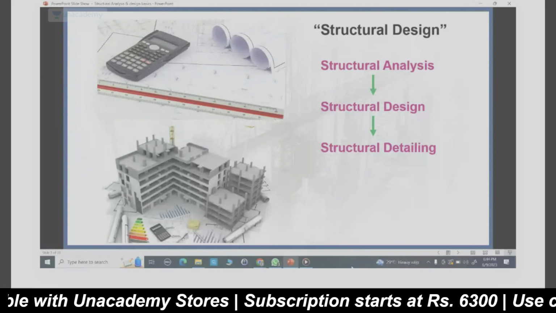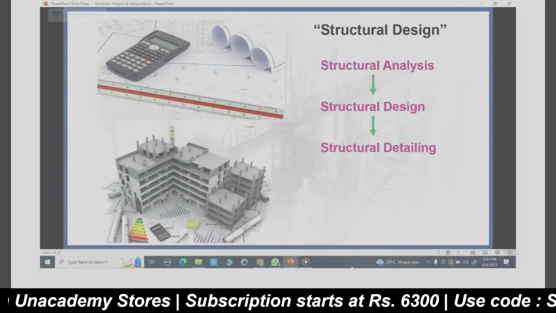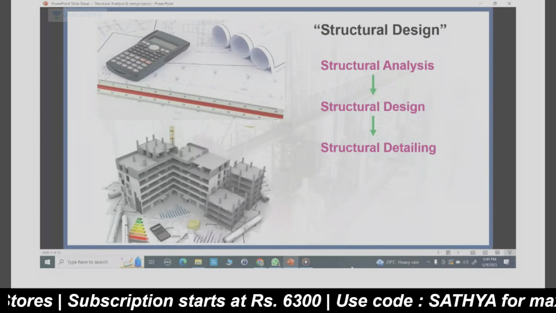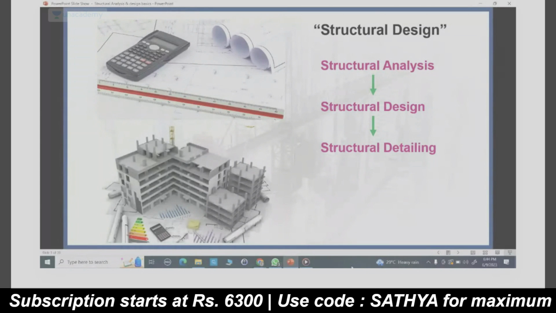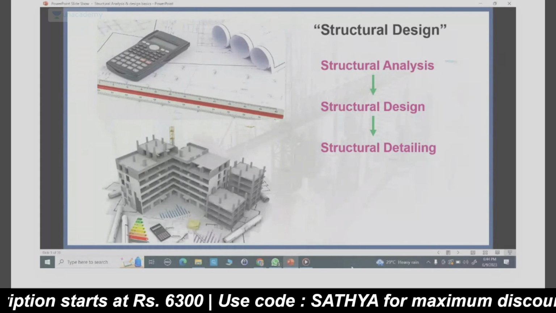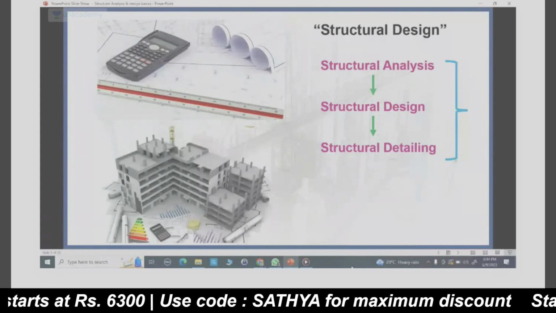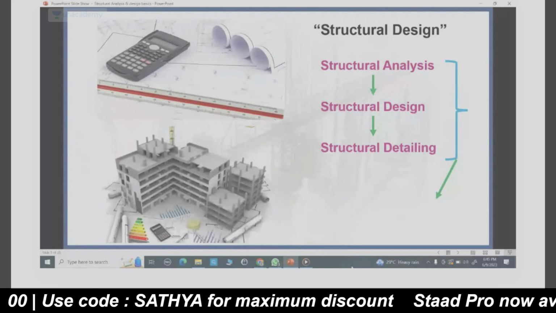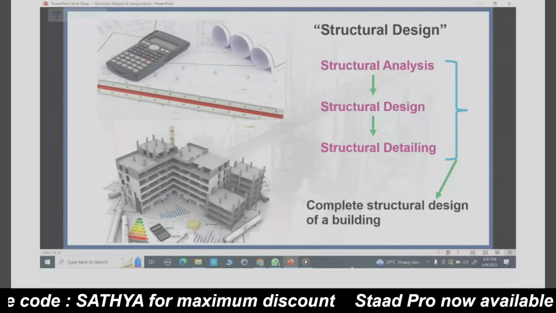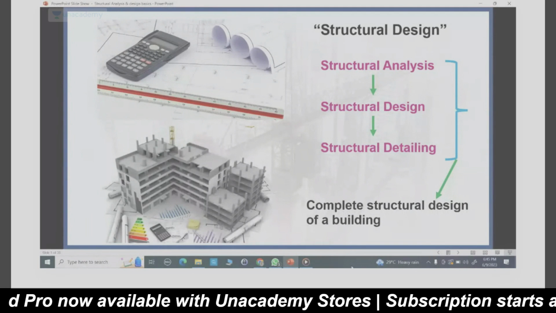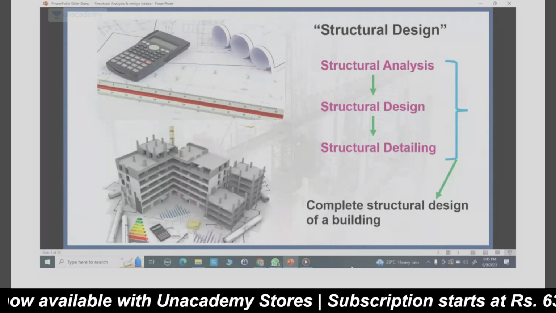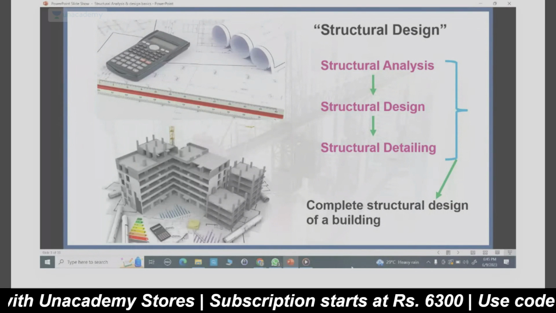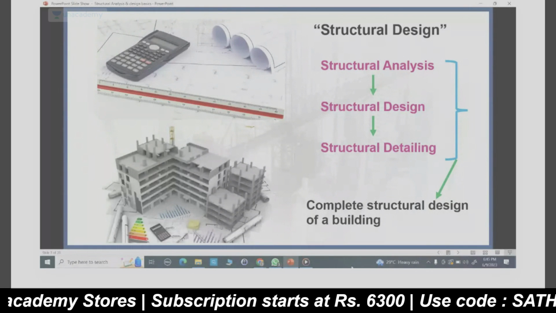As the name says, structural design, you cannot do the structural design directly. So before that, there are a few steps you have to learn, and then finally you have to do the structural design. So these three are the major concepts which you need to do in order to complete the proper structural design of a building. So structural analysis is very, very important before doing the structural design. If you don't do the structural analysis, you cannot do the structural design.